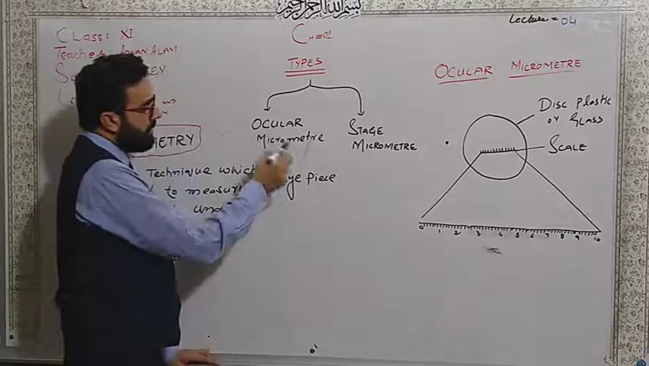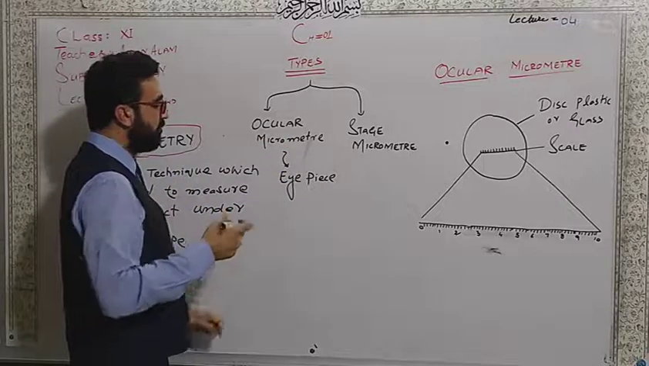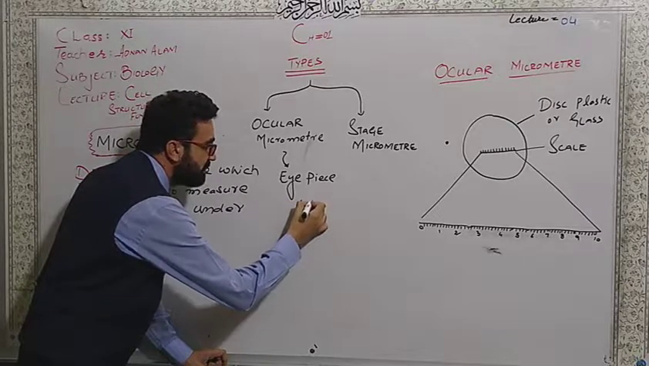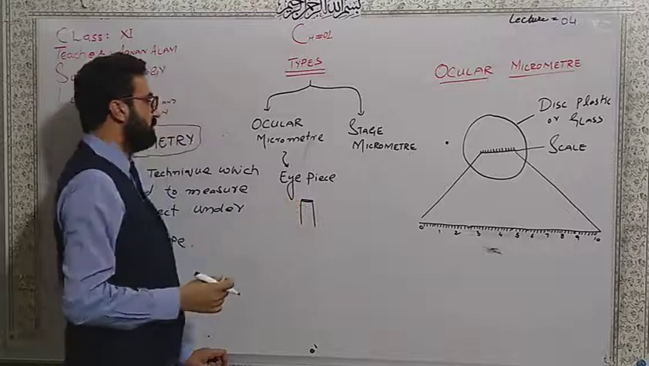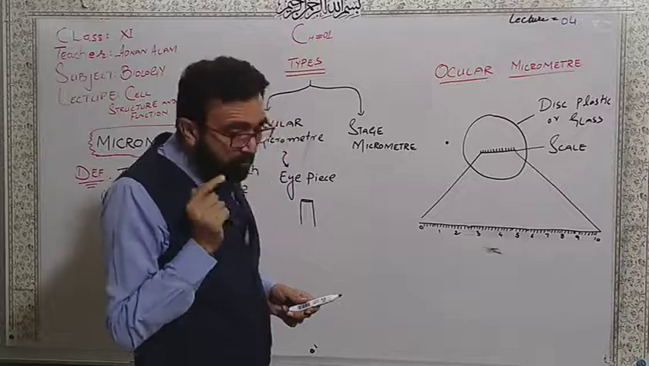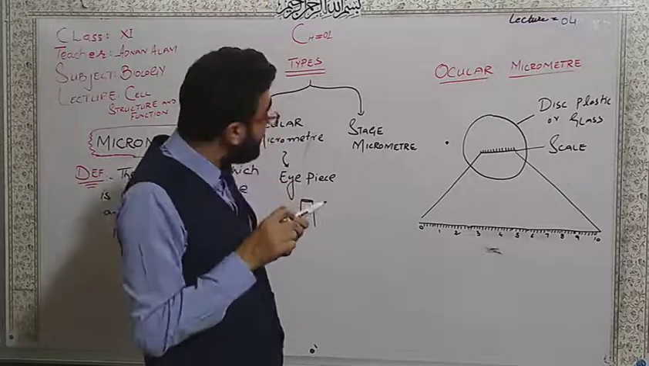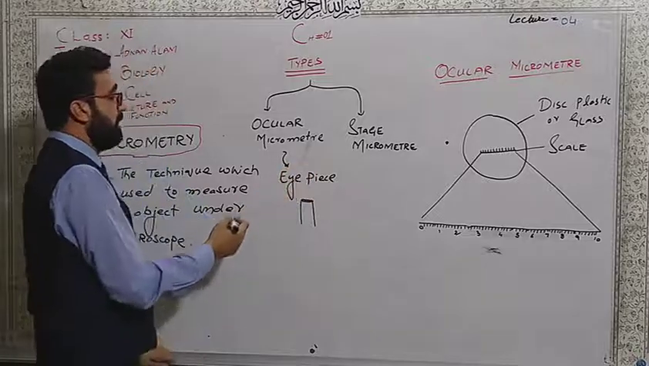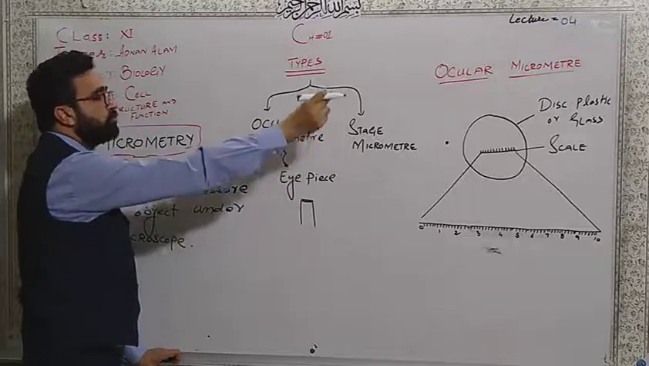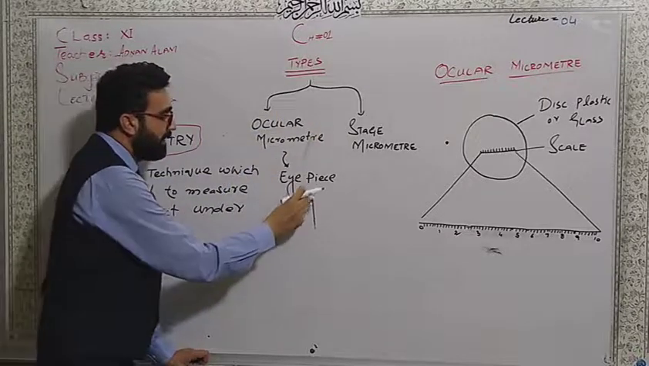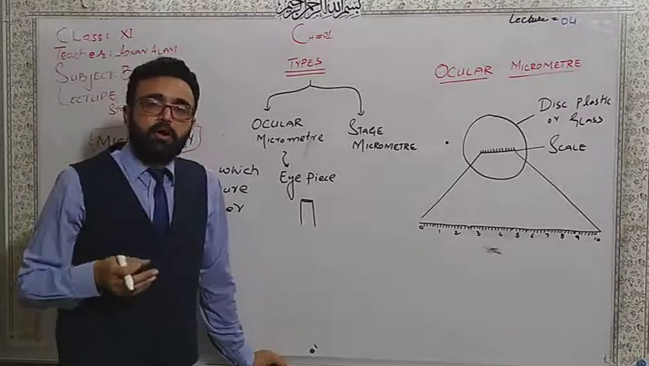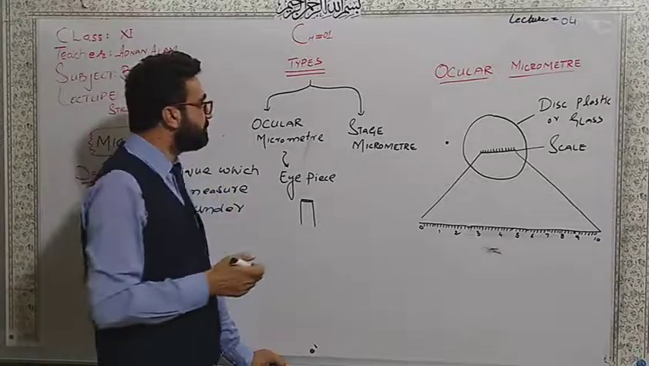The ocular micrometer is the eyepiece micrometer. The eyepiece is the first lens, present at the top of the microscope, where we see the objects; we keep our eye near that lens, which is called the eyepiece. In the eyepiece lens, we can usually superimpose a micrometer, and it will tell us the size of the object which we are studying.